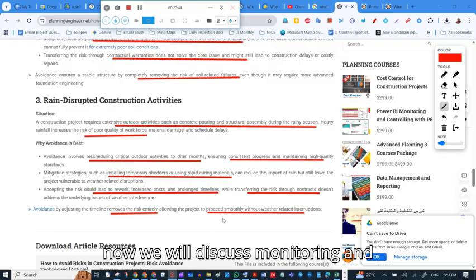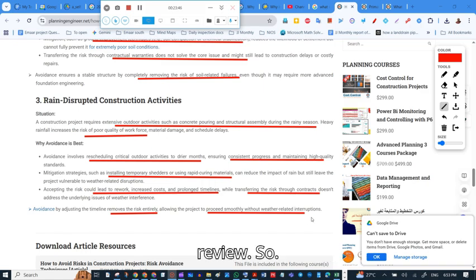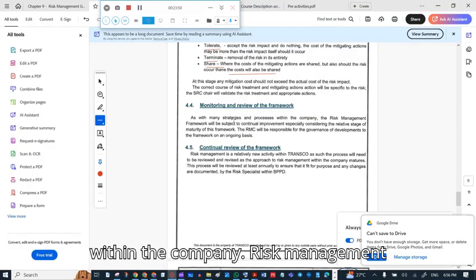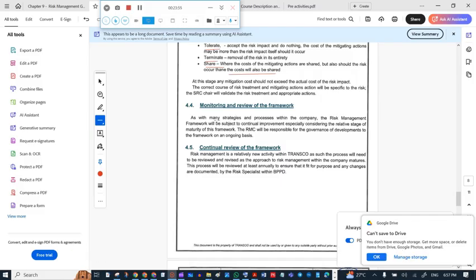So now we will discuss monitoring and review. With many strategies and processes within the company, the risk management framework is subject to continuous improvement.